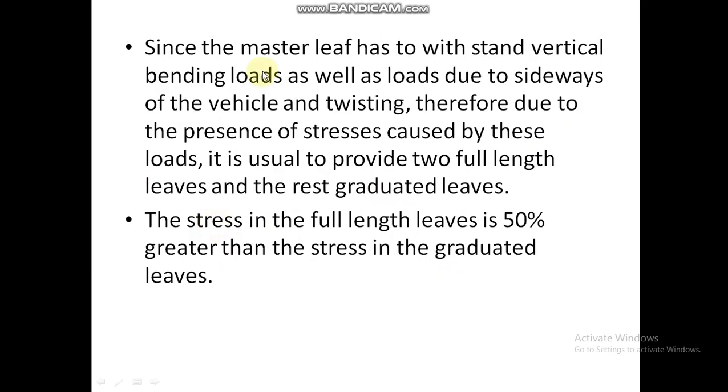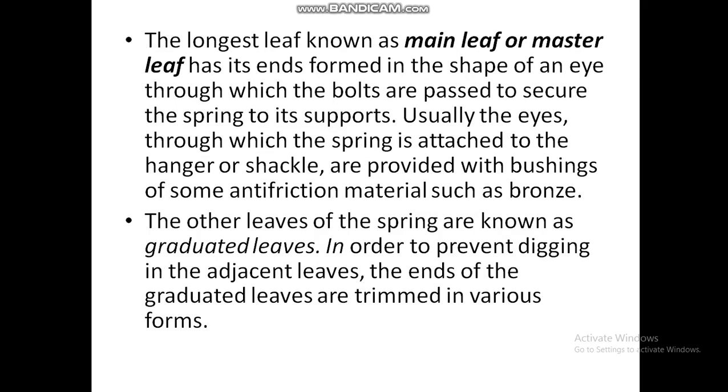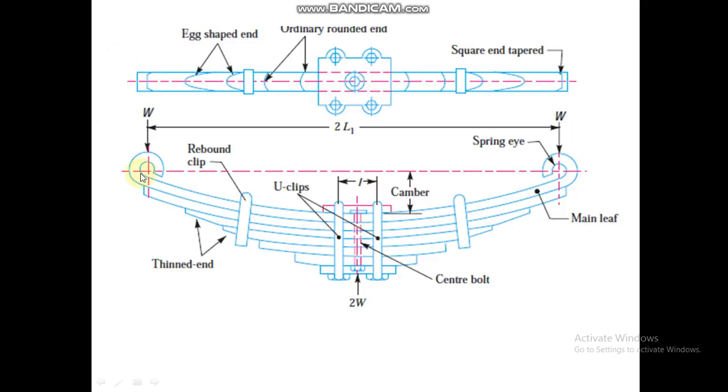Since the master leaf has to withstand vertical bending loads as well as loads due to sideways thrust of the vehicle and twisting, therefore due to the stresses caused by these loads, it's usual to provide two full length leaves and the rest graduated leaves. So since the master leaf will be acted upon by bending as well as torsion and side thrust, we provide two full length leaves and the others are graduated leaves.